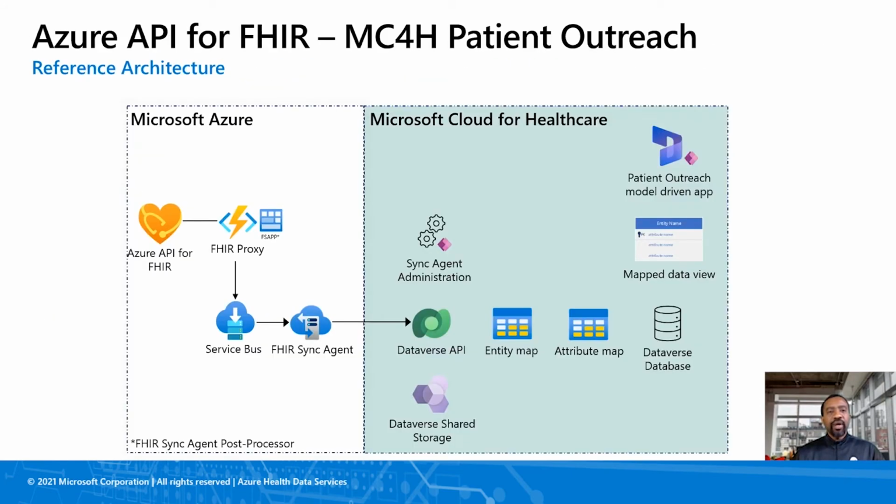This is just a graphical representation of what we talked about, really to talk about the sync components. On the far left-hand side, which is not depicted, I might have a SMART on FHIR app. That data will move into Azure API for FHIR and/or FHIR Proxy. Then from FHIR Proxy, we'll pass that through Service Bus and the FHIR Sync Agent, and then we'll move that data into Dataverse, so that this way we can actually drive the patient outreach app.